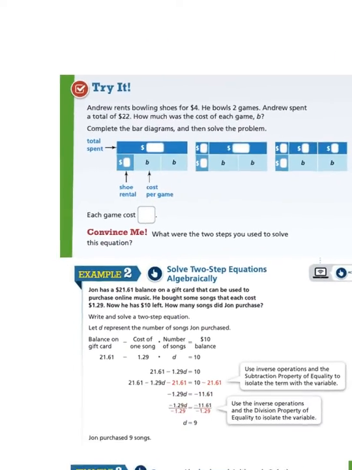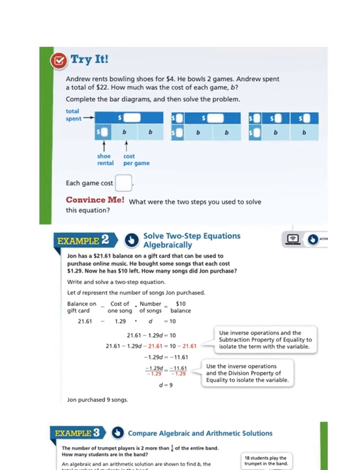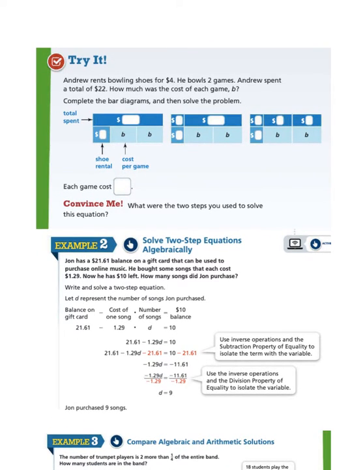How about you try this one? Andrew rents bowling shoes for $4. He bowls 2 games. Andrew spent a total of $22. How much was the cost of each game? The first thing I'm going to recommend that you do is go through and highlight what we are talking about.